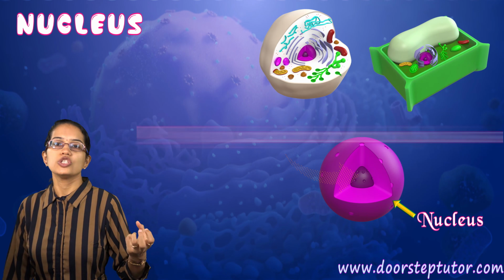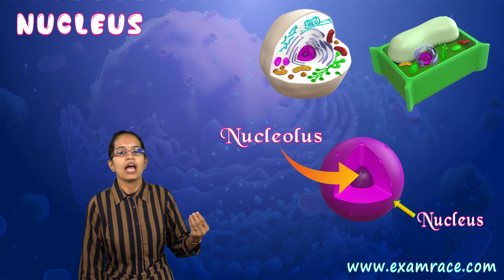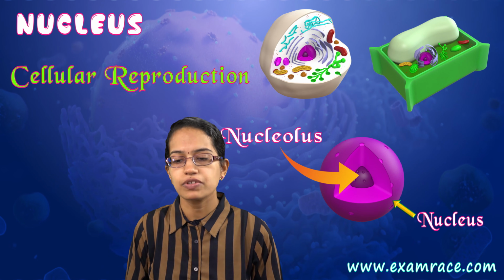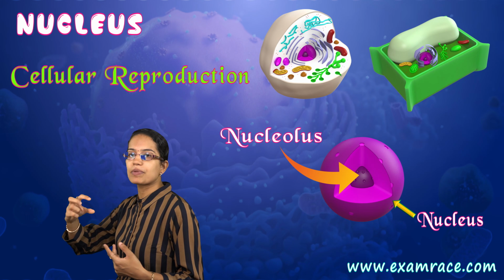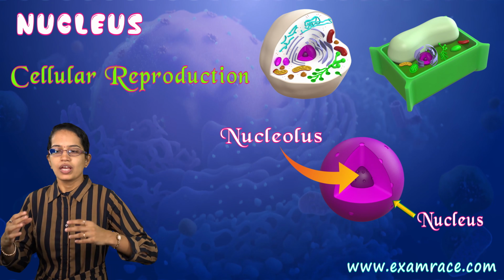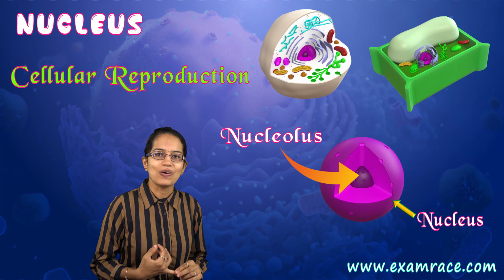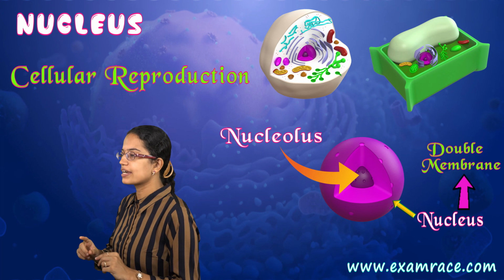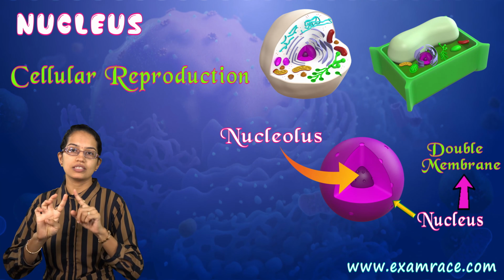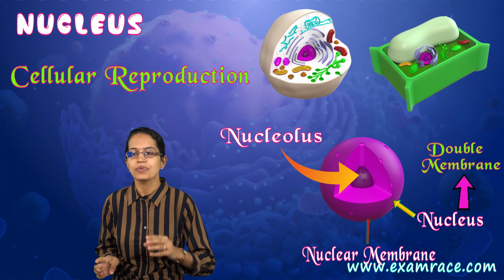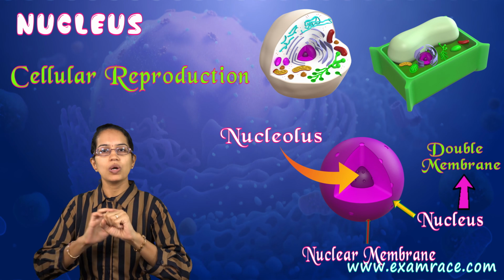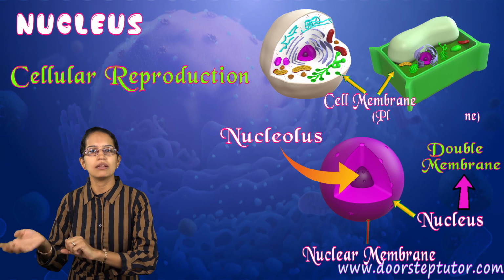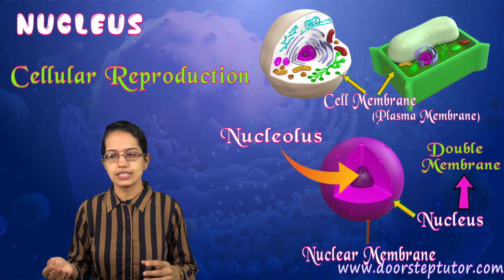Now within the nucleus you have the nucleolus, and this nucleus is responsible for cellular reproduction, where we say the cell has the capability to divide into two. Again, a very important concept: this nucleus is double membraned. So the double layered surface of the nucleus is what is known as the nuclear membrane. Outside the nucleus you have a nuclear membrane, similar to a cell, where outside a cell you have a cell membrane or a plasma membrane.